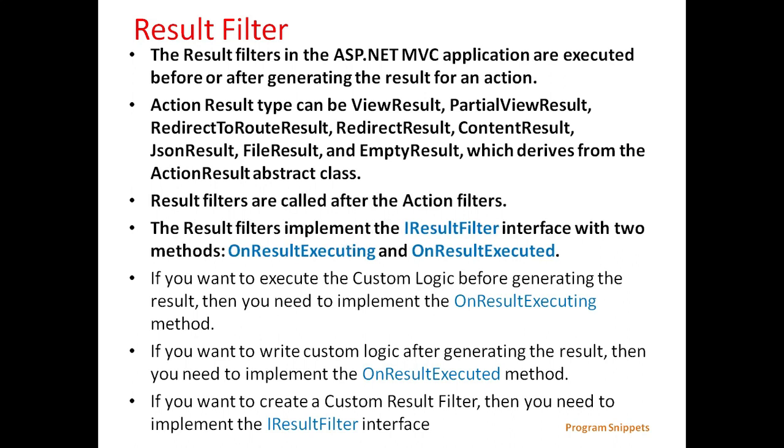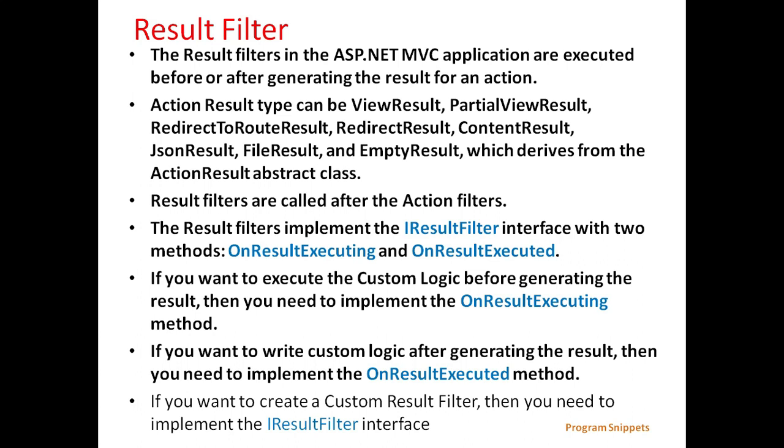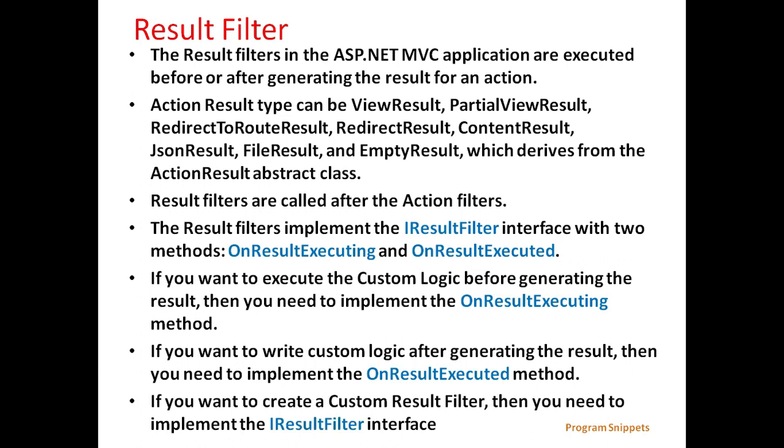The result filter implements the IResultFilter interface with two methods, OnResultExecuting and OnResultExecuted. If you want to execute custom logic before generating the result, then you need to implement the OnResultExecuting method. If you want to write custom logic after generating the result, then you need to implement the OnResultExecuted method. If you want to create a custom result filter, then you need to implement the IResultFilter interface.